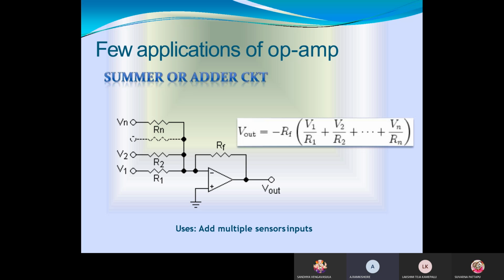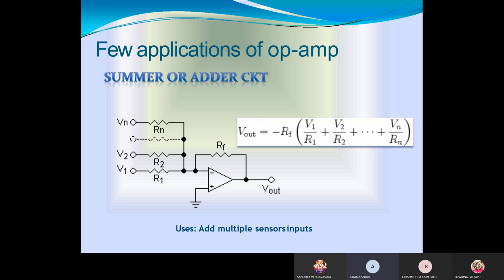So Vout is equal to minus Rf times V1 by R1 plus and so on. Here we are adding both the voltages and resistances, and we get how much output voltage will be carried from the input to the output. By the operation of this circuit, we can call it summing the input voltages or adding the input voltages. That's why we can use the op amp as a summer or adder circuit.